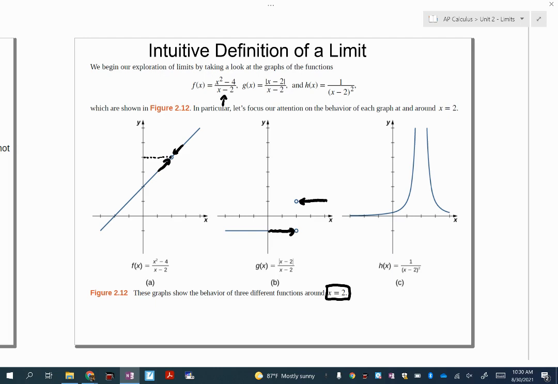And then finally, the last part C, at the end of our lesson, we're looking at what happens when, as you approach it from the left and from the right, you're going up forever, so infinite values or infinity. And this is what's going to lead us to describing something as a vertical asymptote, okay?